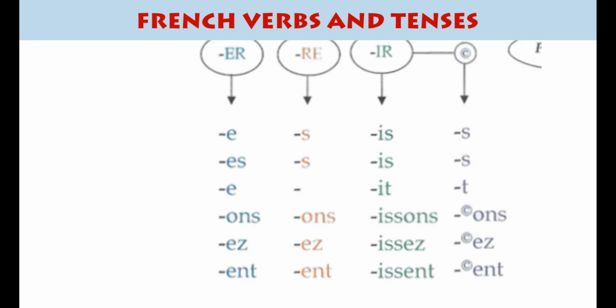Here's an example I'm sure you recognize. To work is travailler. To work, not to travel, but to work. And here it comes. Je travaille, tu travailles, il travaille, nous travaillons, vous travaillez, and ils travaillent. And there we go, 4 of them sounding exactly the same as each other, but with all those different endings: E, ES, E, ONS, EZ, ENT.